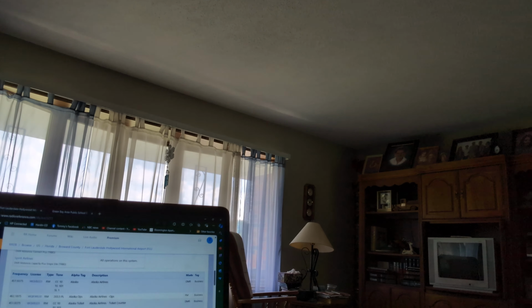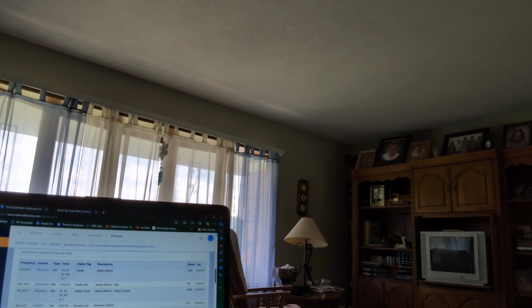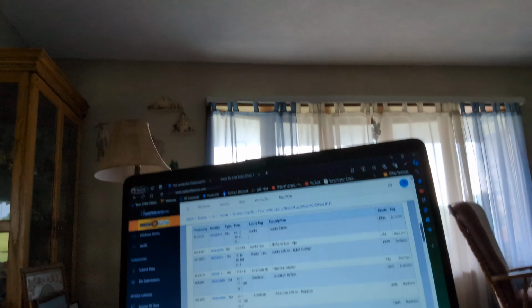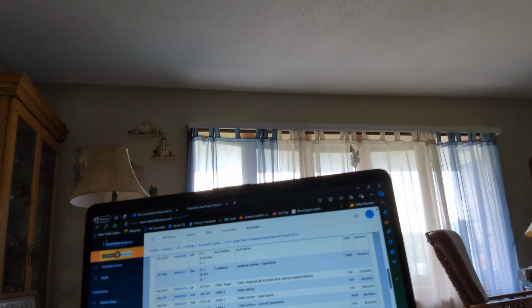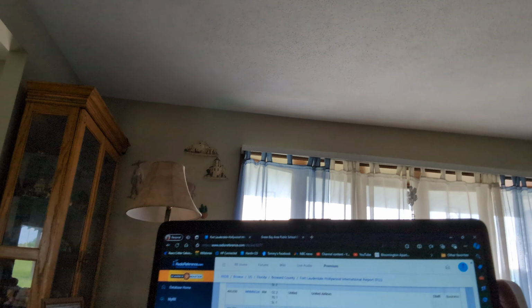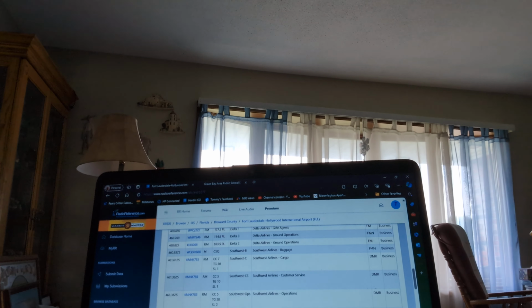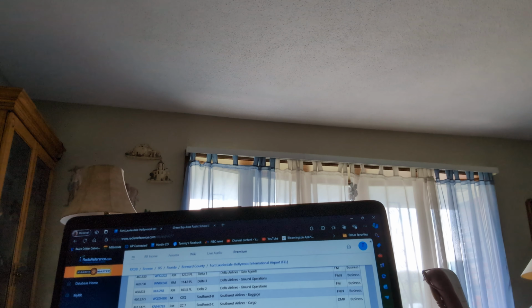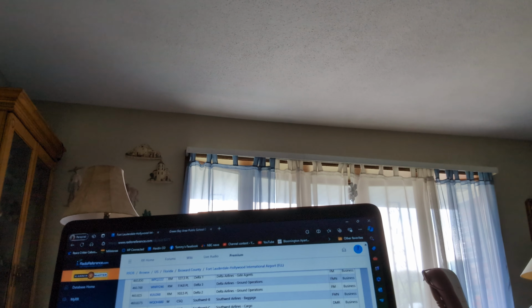So if we keep on going down, we got Alaska. We got Alaska Airlines ticket counter. We got American. We got Caribbean Airlines. We got Delta. We got Southwest. Now look at all these Southwest ones. They got Southwest Baggage, Southwest Cargo, Southwest Customer Service, Operations, Processing. Wow.